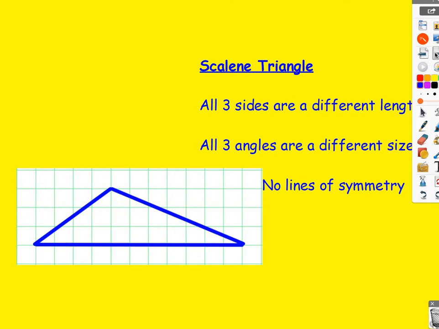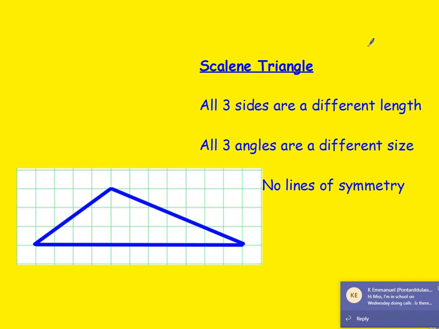And the scalene triangle then, the last but one, because we have got one more actually. So this one here, the scalene triangle, this is one where all the sides are a different length and all the angles are a different size and there is no lines of symmetry. So all the sides are different, all the angles are different and there are no lines of symmetry.